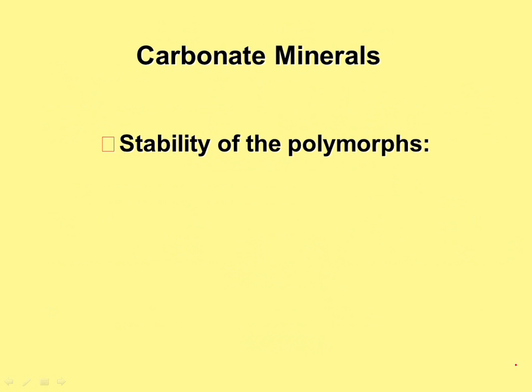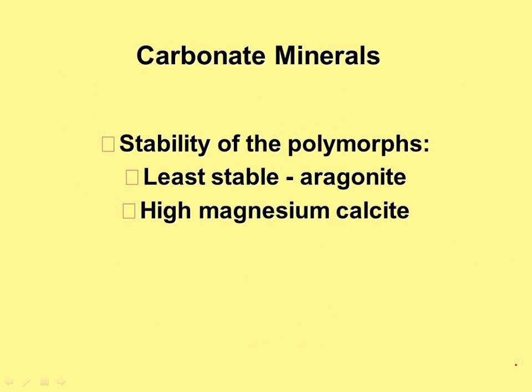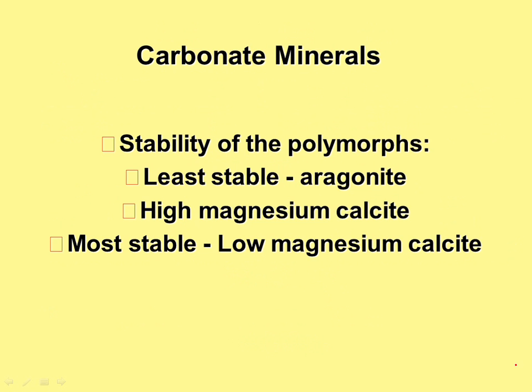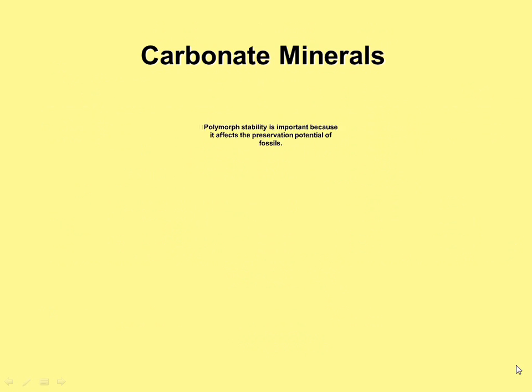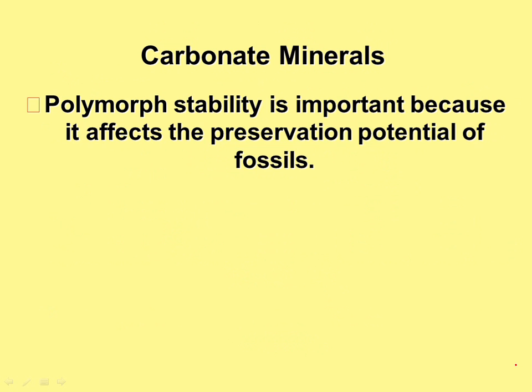The different polymorphs of calcium carbonate have different stabilities, and the least stable of those is the aragonite. The next most stable is high magnesium calcite, and the most stable of all of the carbonate minerals is the low magnesium calcite. This is important in part because of what is preserved and how it is preserved in the rock record. It particularly influences the preservation of fossils.